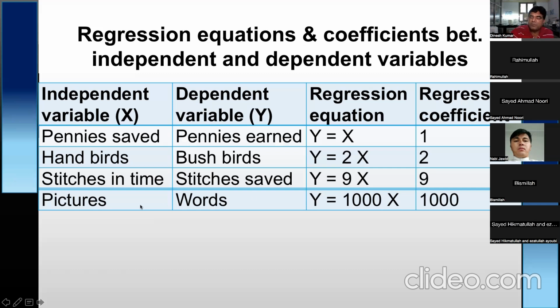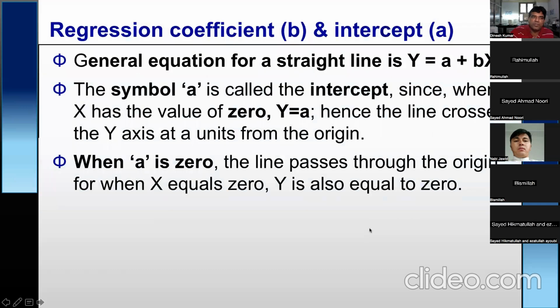And one picture is 1,000 words. So y is equal to 1,000x. So this is actually regression, a mathematical relation. And you see it is 1,000 times. A picture is 1,000 times better than words. So you get 1,000. So these values from 1 to 1,000 are regression coefficients.